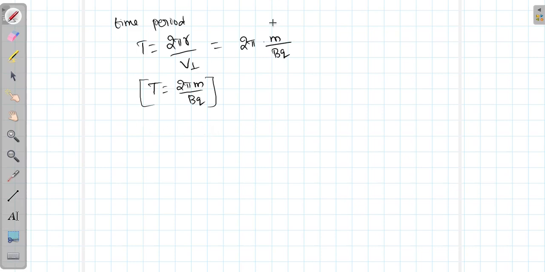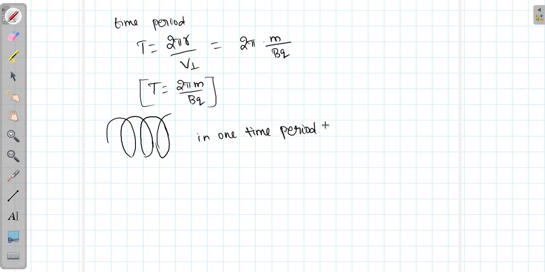Next, we have one more term. See this one. The charged particle is undergoing a helical motion. In one time period, when t equals one time period, this charged particle produces this much amount of linear motion. We call this length the pitch.